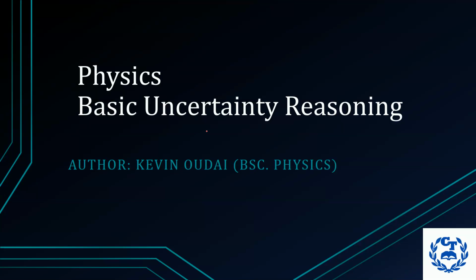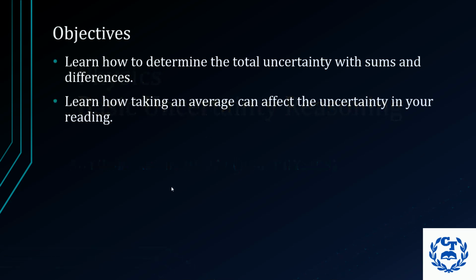In this lesson, we're going to do some basic uncertainty reasoning. And by the end of it, you should understand why the total uncertainty is the way it is when you're dealing with sums and differences of different quantities that have their own uncertainty. And you're going to understand why it is we take an average whenever we are working out a measurement.